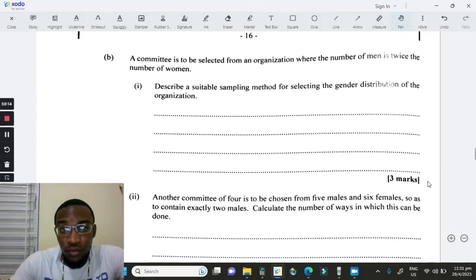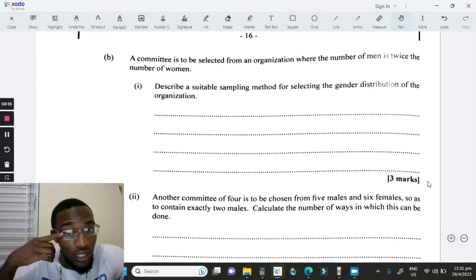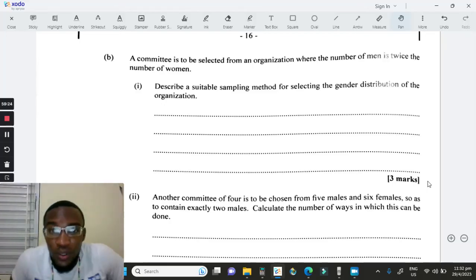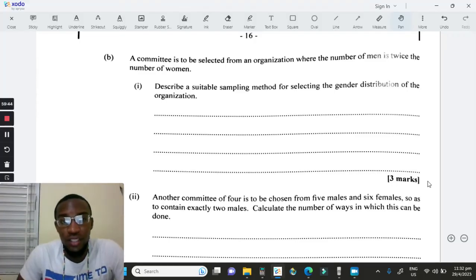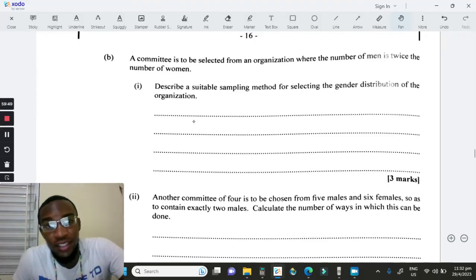Now, this question here says a committee is to be selected from an organization where the number of men is twice the number of women. And it says, describe a suitable sampling method for selecting the gender distribution of the organization. Now, one way of doing this to ensure that we're getting double the men as women is we could use stratified sampling.